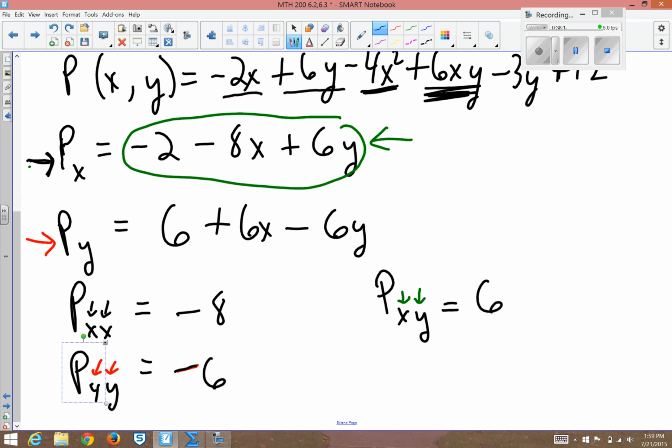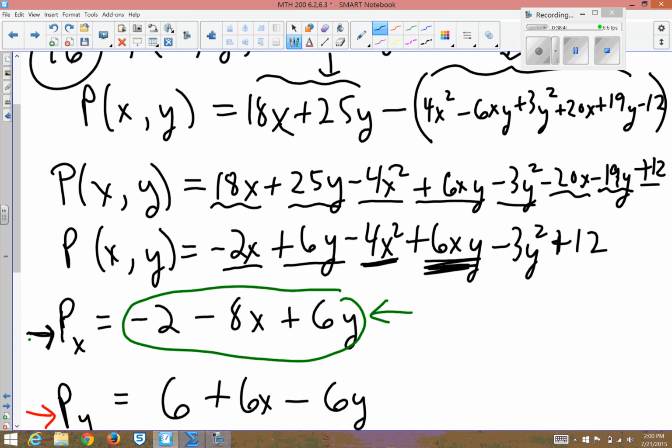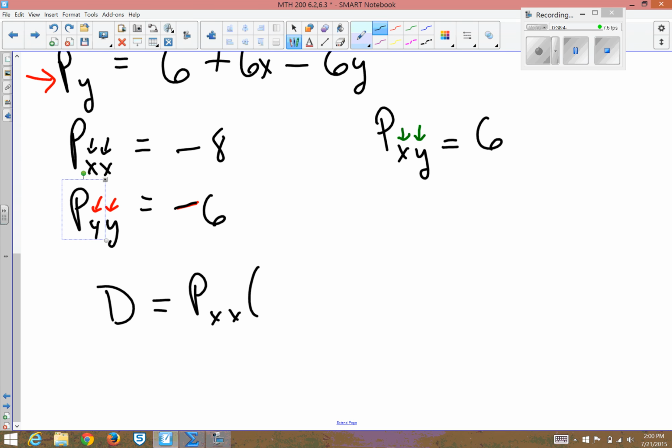Now that we have all of these, we calculate D. This is called the D test, and D is equal to, well, we called the function f in the notes, but here we can call the function anything. We're going to call it P subscript xx evaluated. Oh, we can't use this yet. We have to first make a system of equations. So I'm getting ahead of myself here.